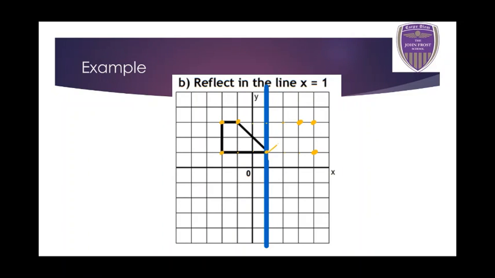And now we just connect the dots. Make sure you use a ruler so it's nice and neat. And then this is our reflected shape, reflected in the line x equals 1. So pause the video and copy this example down for question B, please.